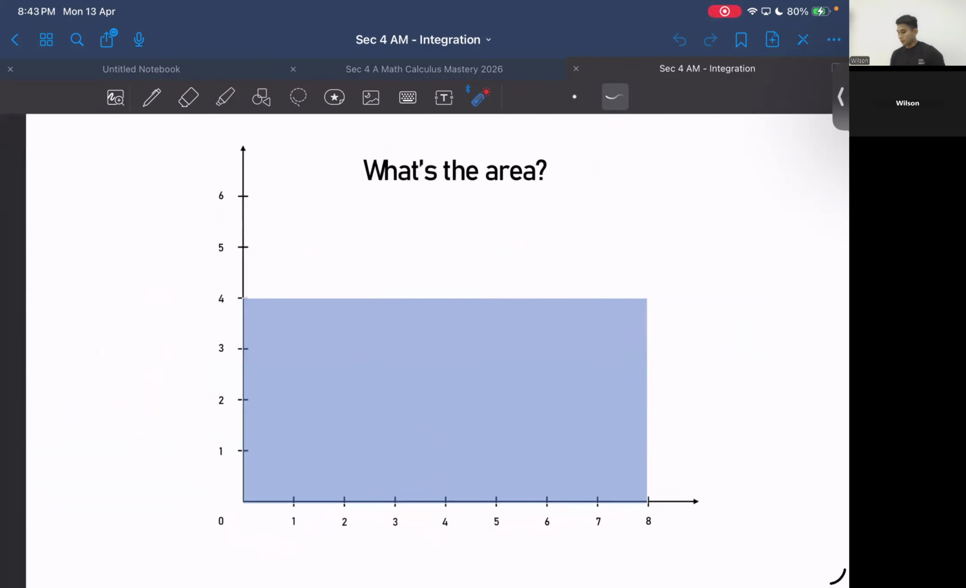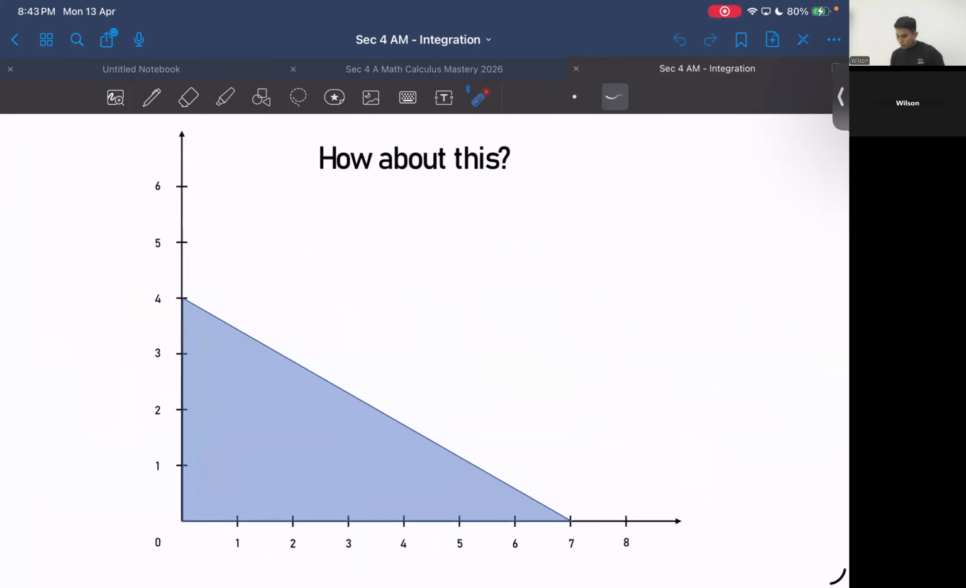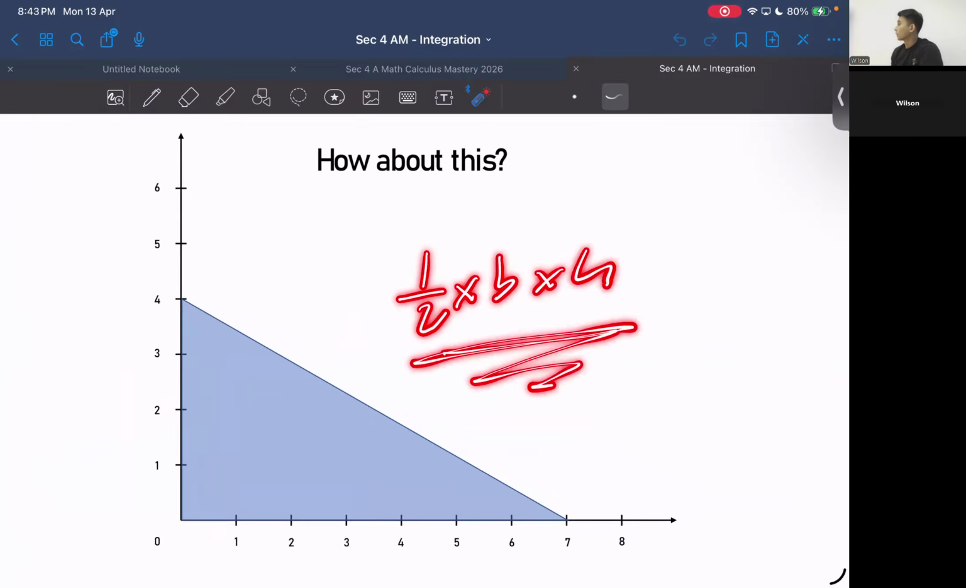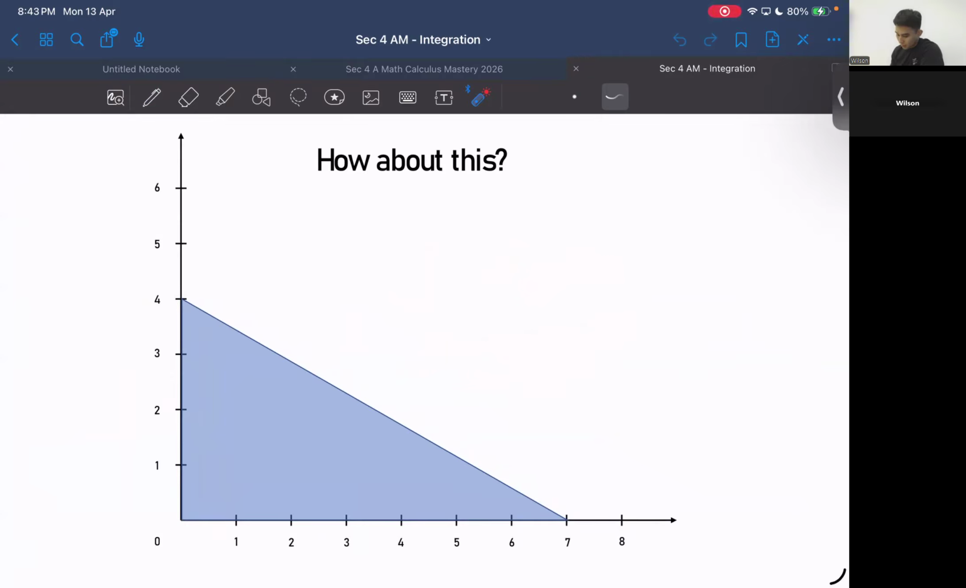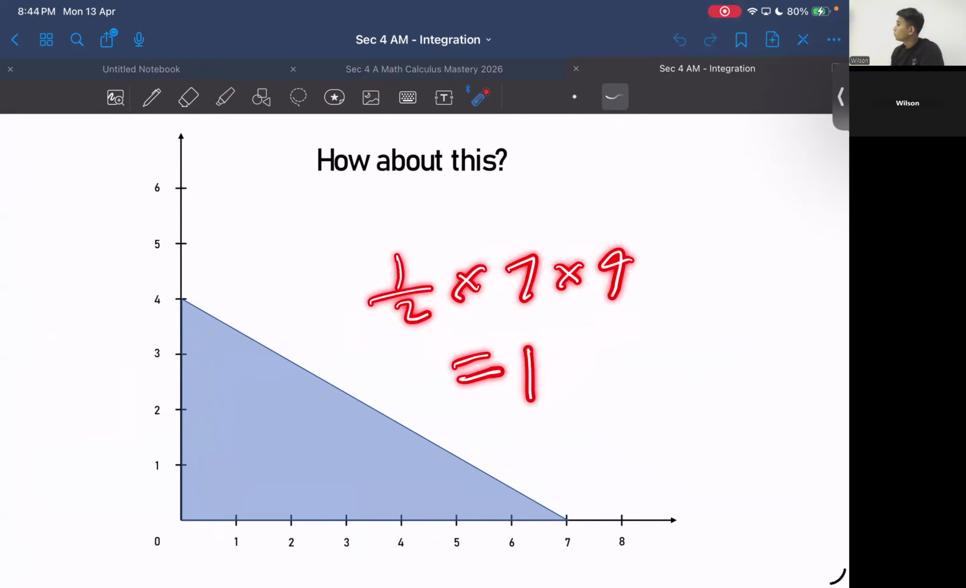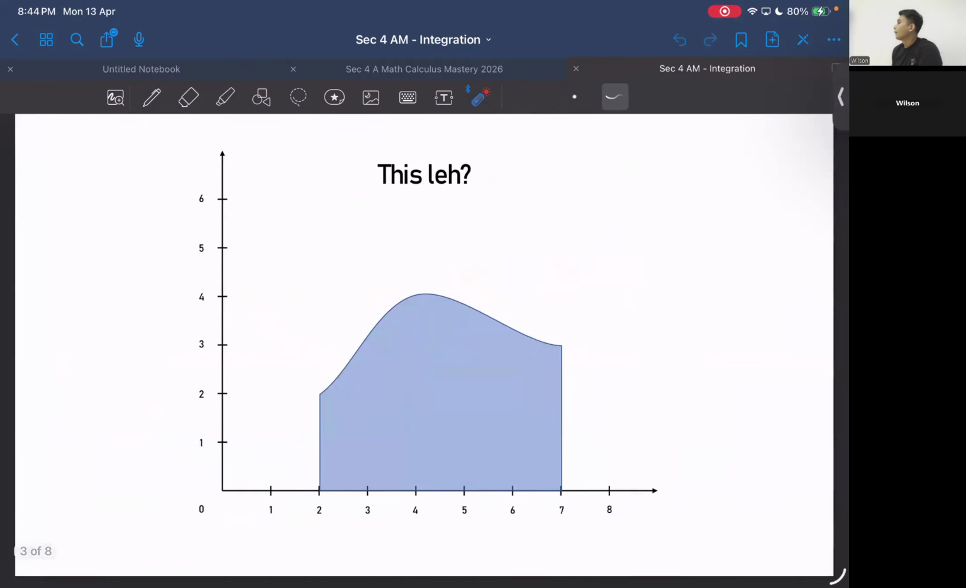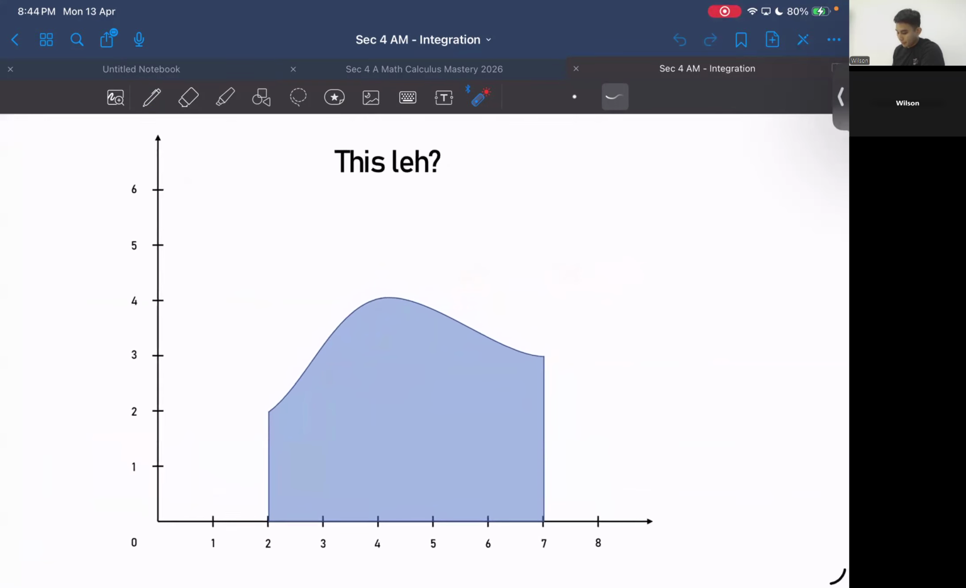So easy peasy. Now, if I continue on the same line of questioning, you will tell me, Teacher Wilson, this one is very easy. This is half times base times height over here. So in this case, this one will be half times 7 times 4, which is equals to 14, right? 14 units squared. Okay, so now, like that, it becomes a bit more difficult, right?